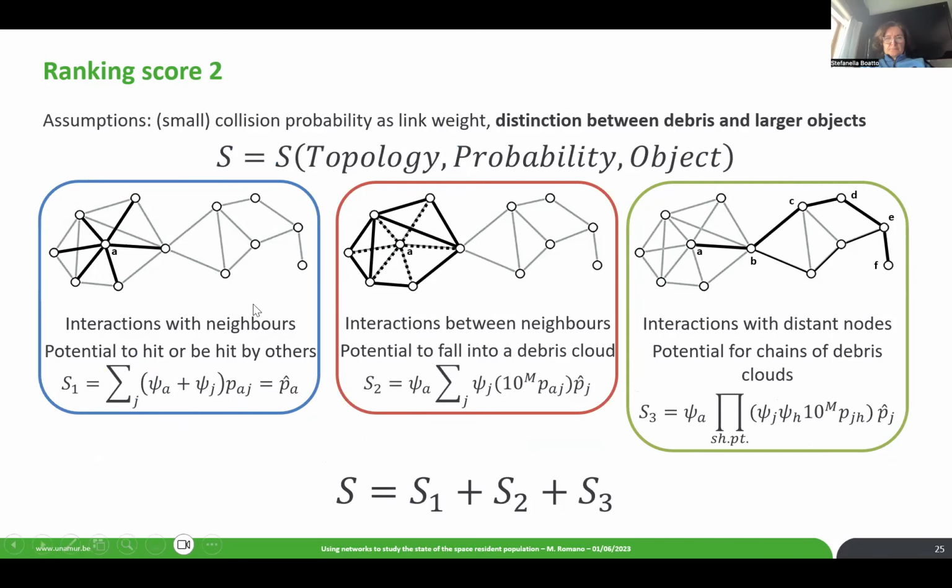In the second one, instead, I remove some of the assumptions. I consider, for example, that the probabilities have values different from each other. So there is the actual collision probability represented here. There is now a distinction between small and large objects because they have different energy. They produce different numbers of debris, and so they are different kinds of threat for the other objects. And this is expressed in this expression. This psi parameter is the distinction between the objects. It's 1 or 0 for small and large.